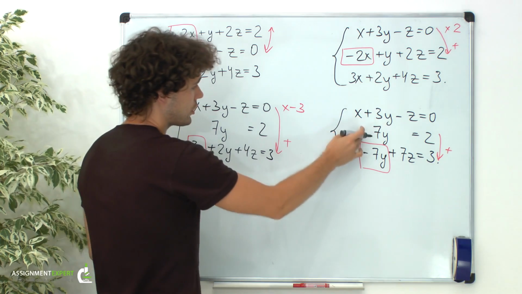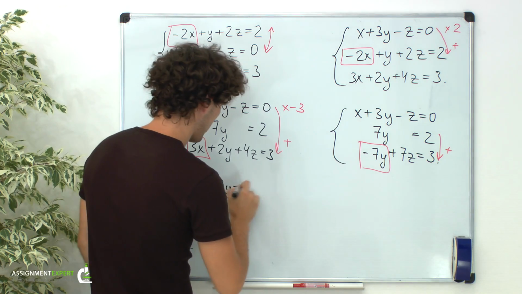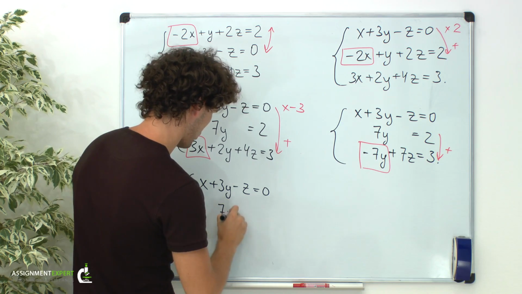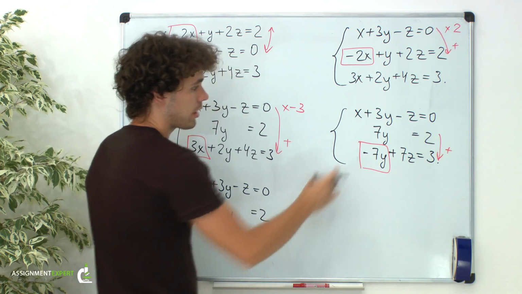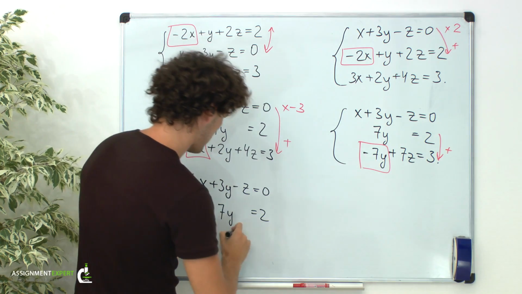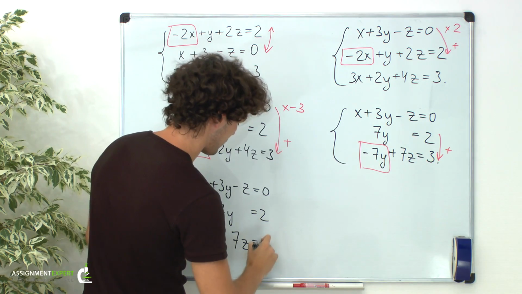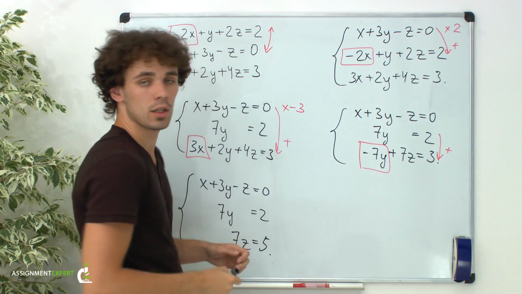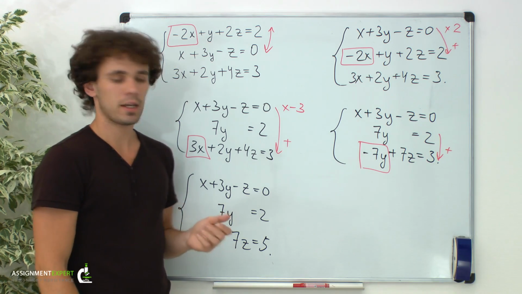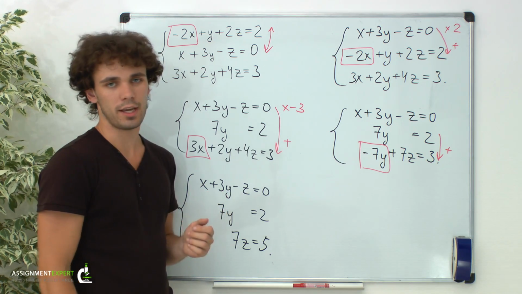Once again, the first two equations remain the same: x plus 3y minus z equals 0 and 7y equals 2. Now 7y minus 7y gives us 0. Then we have 7z, which is equal to 2 plus 3, which is 5. So now we have only one unknown in the second and the third equations. We can find y and z from them and then insert them into the first equation to find x.